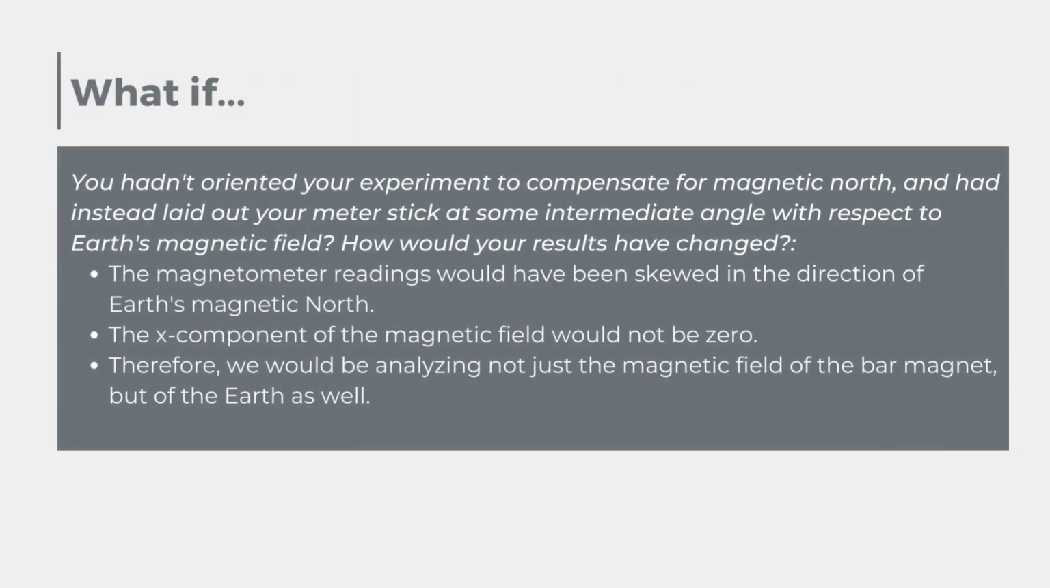So, for our reflection questions, what if you hadn't oriented your experiment to compensate for magnetic north and had instead laid out your meter stick at some intermediate angle with respect to Earth's magnetic field? How would your results have changed? The magnetometer readings would have been skewed in the direction of Earth's magnetic north. The x component of the magnetic field would not be 0. Therefore, we would be analyzing not just the magnetic field of the bar magnet, but of the Earth as well.